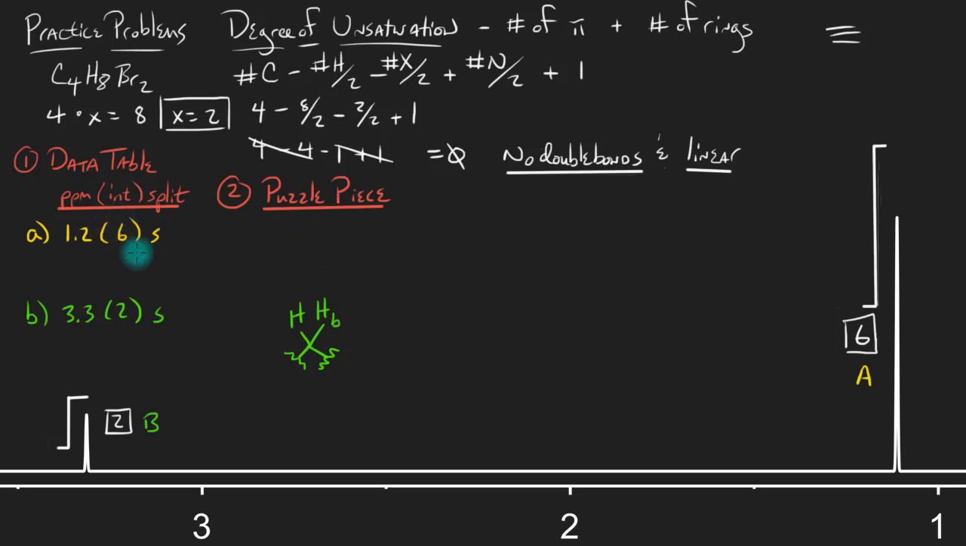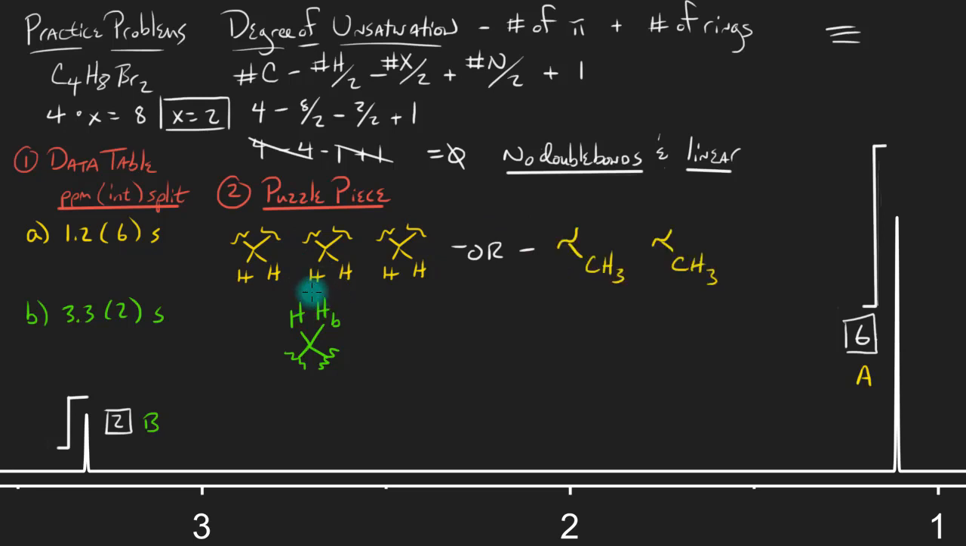The first possibility is that we can distribute these 6 hydrogens between 3 CH2 groups. So this is definitely one possibility, 2, 4, 6 hydrogens, that would make sense. Or we could also take this, and instead of having 3 CH2 groups, we could have 2 CH3 groups. Okay, so it actually looks like we're in a little bit of a pickle, but I do have some generalized guidance for how to get through this.